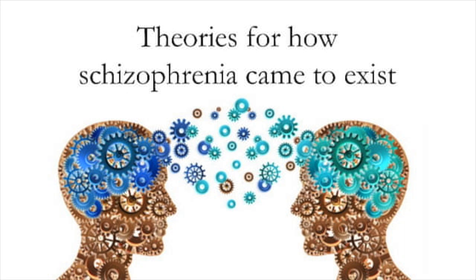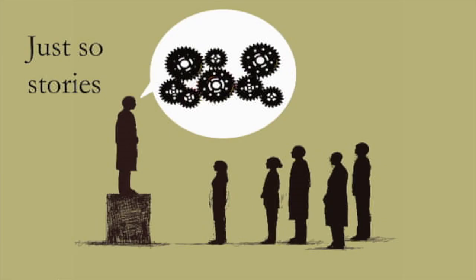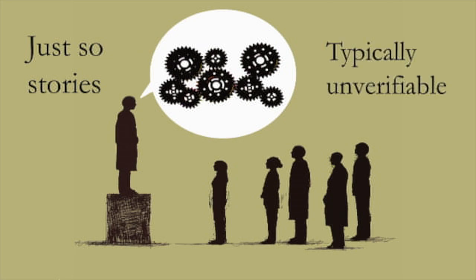Now we will go over a few theories that have been proposed to explain how schizophrenia came to exist and how it continues to persist. These are also sometimes referred to as just-so stories. Just-so stories are narratives that we use to explain certain phenomena, but these narratives are typically unverifiable.